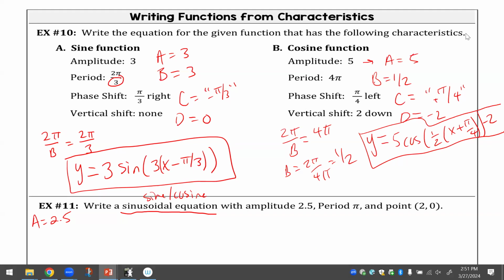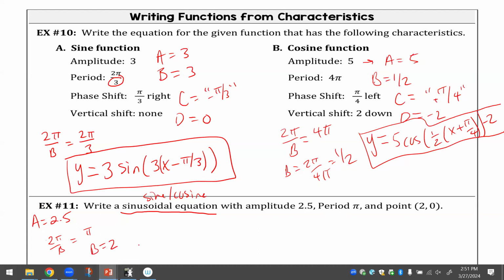Okay, our A equals 2.5. It says that our period is pi, so we're going to find our B. Again, if you just need to remember the quick math, that means 2 pi over b equals pi. So therefore, b equals 2 to make this a true statement.